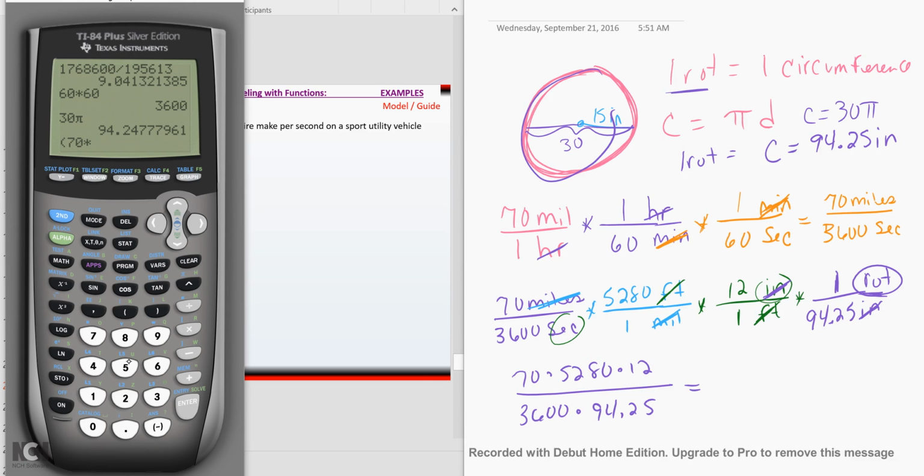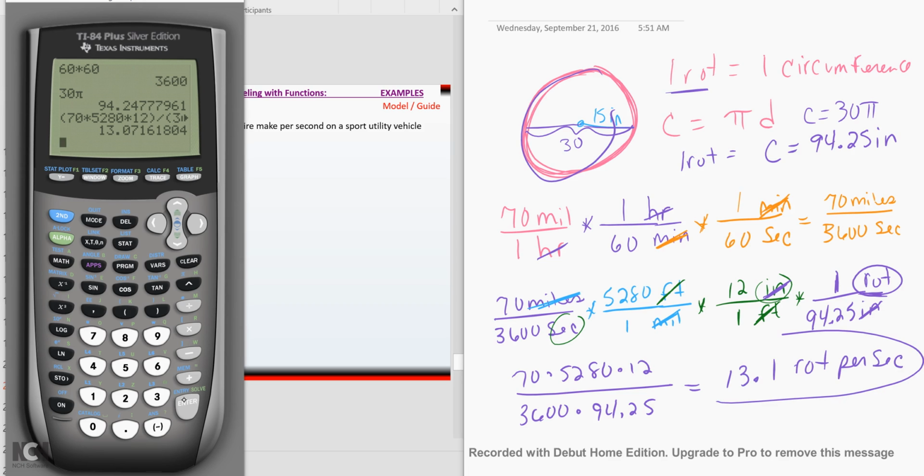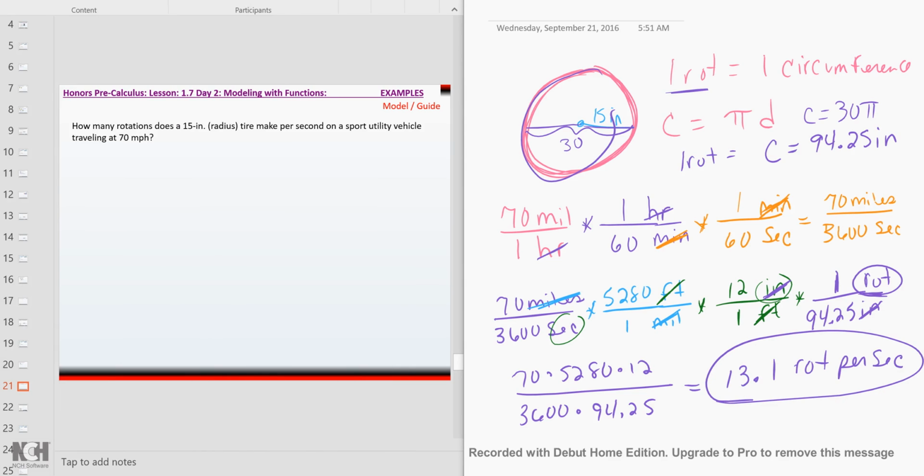70 times 5280 times 12 divided by 3,600 times 94.25, enter, and I get approximately 13.1, and we are in rotations per second. And that's what it asked for: how many rotations per second does this tire make traveling at 70 miles an hour?